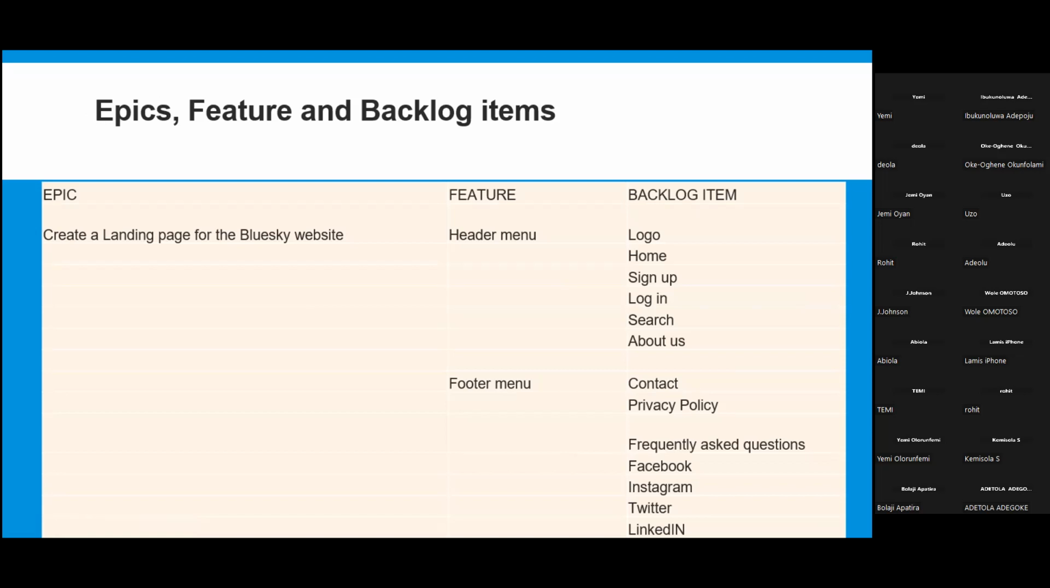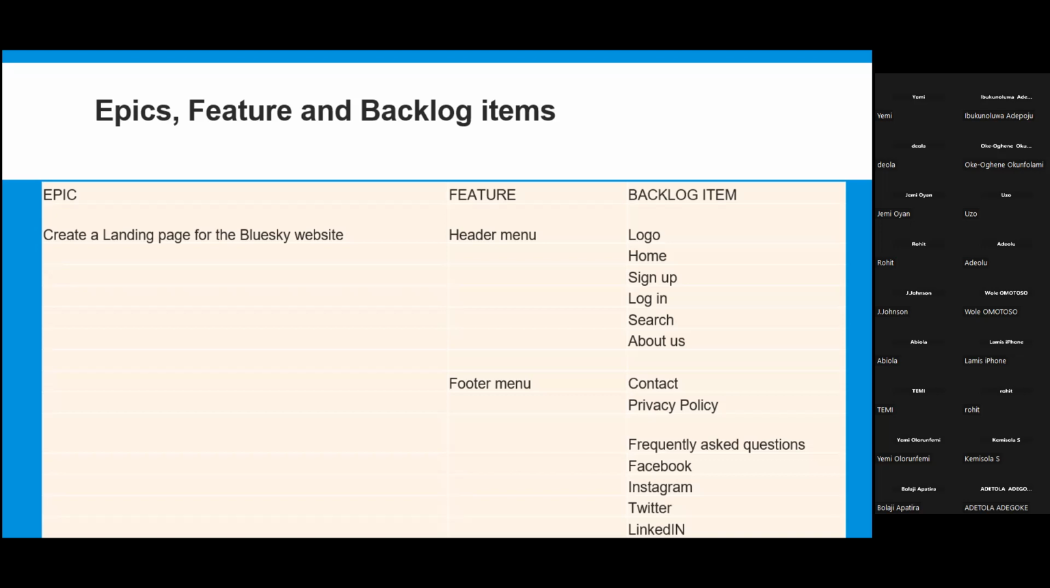We want the header menu and we want the footer menu. And they now broke it down. On the header menu, what are we expecting to see? We want the logo, the home, the home is it button or the icon, I will say it now. Yeah, a logo, the home, sign up, login, search, about us. So all these are things that they want to be displayed on that header menu.